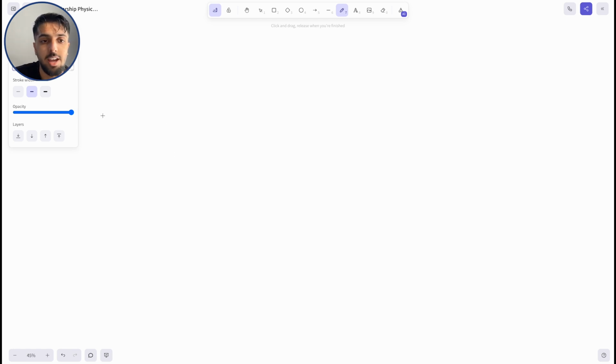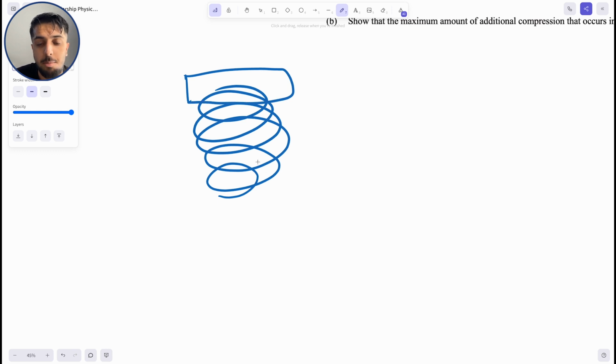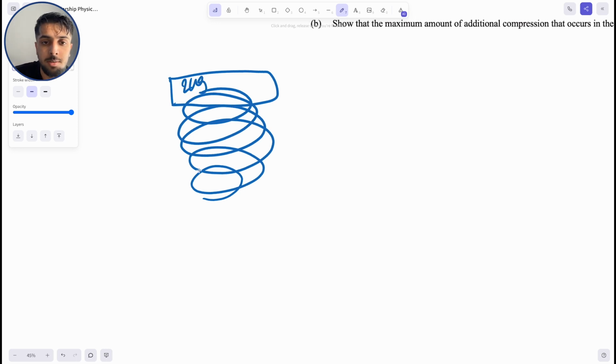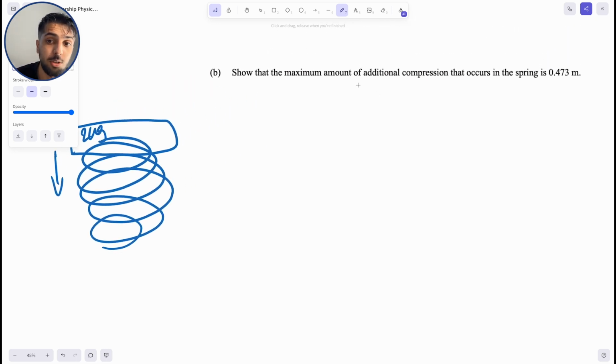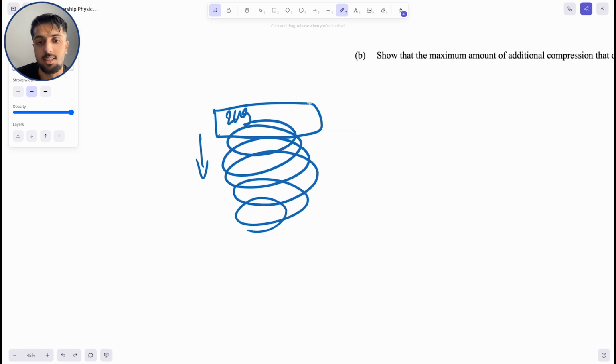Okay, so if we have our spring, like so, if we place a 2 kg mass on this, you can imagine that the spring is going to be compressed slightly. So that's our 2 kg mass. This is not the compression that we're looking for. We're looking for the additional compression. So the additional compression is when we have that 1 kg mass on top of that 2 kg mass, and it's going to compress even further. However, we still need to take the initial compression of the 2 kg mass into consideration. So let's first do that.